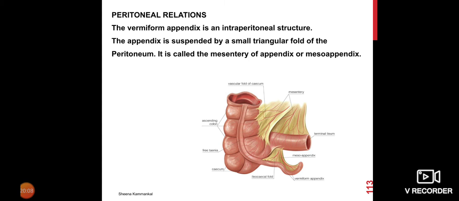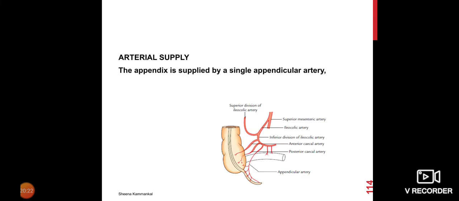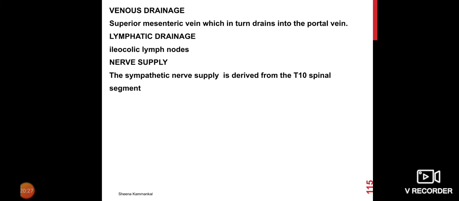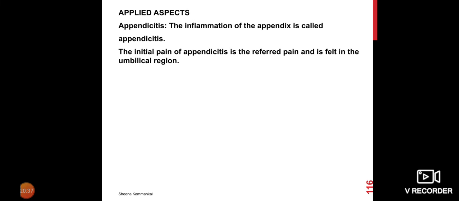Regarding the peritoneal relations, the vermiform appendix is an intraperitoneal structure. Intraperitoneal means it has peritoneum; the peritoneal fold is called the mesoappendix. Arterial supply is by the appendicular artery, venous drainage to the portal vein, lymphatic drainage to the ileocolic lymph nodes, and nerve supply is sympathetic and parasympathetic. Clinical condition: appendicitis, the inflammation of the appendix.